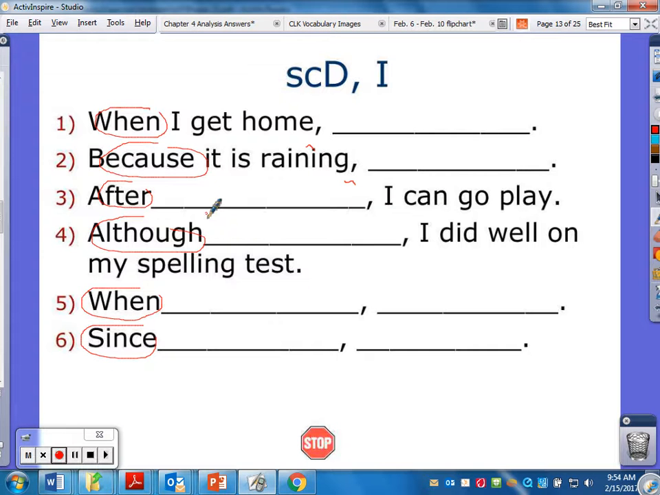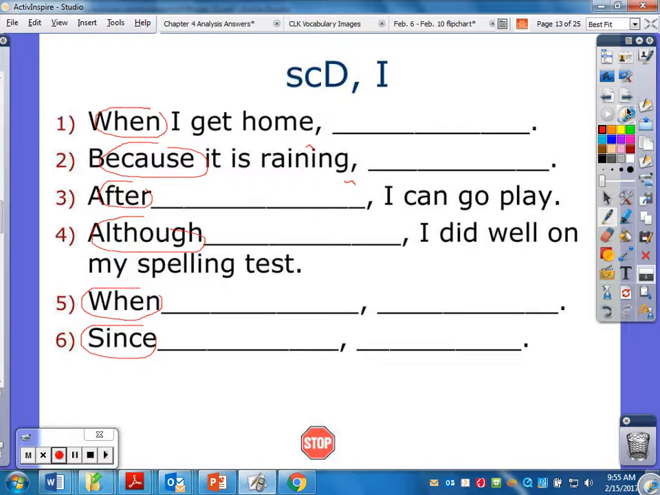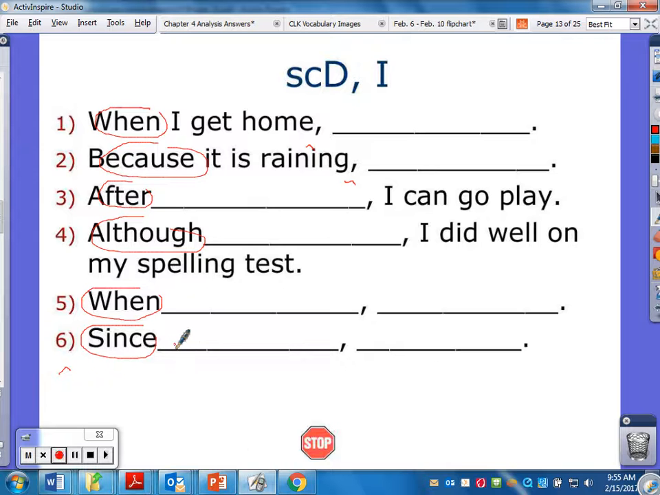Number 3. I can go play. I can go play after what happened? After I do my homework? I can go play. That makes sense. See if you can fill out 4, 5, and 6. Number 6 is really good. We can say, since I studied for the social studies test, I made an A.